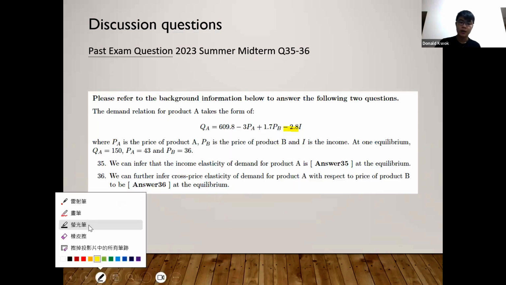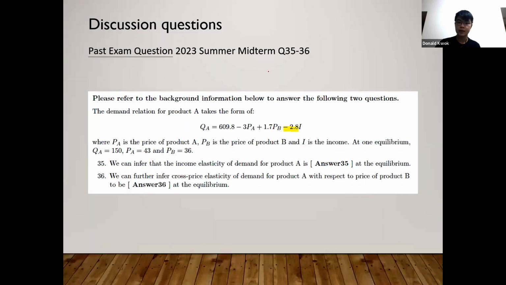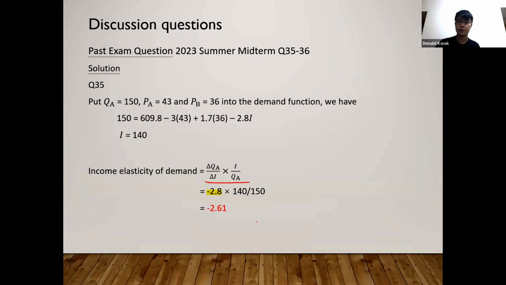So why? Recall your high school knowledge in mathematics. Equation of a straight line can be written as y equals mx plus c, where m is the slope coefficient calculated as delta y over delta x, right? Change in y divided by change in x. So here, instead of y on the left-hand side, we have QA, right? So we have delta QA, while the right-hand side variable in consideration is I, so we have delta I. So the coefficient in front of I is automatically delta QA over delta I. We do not need to take the reciprocal of it.